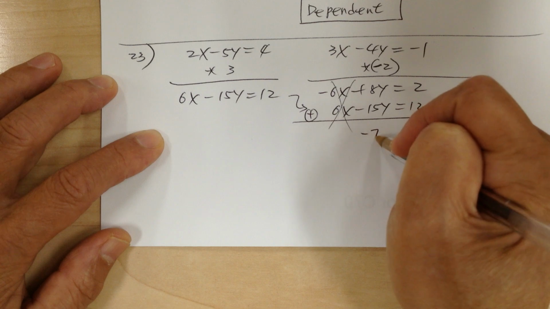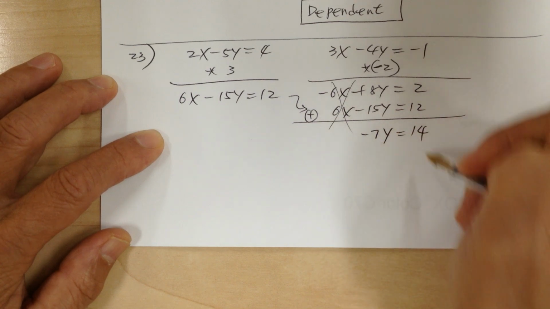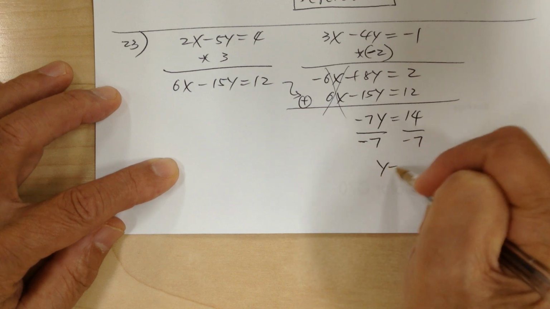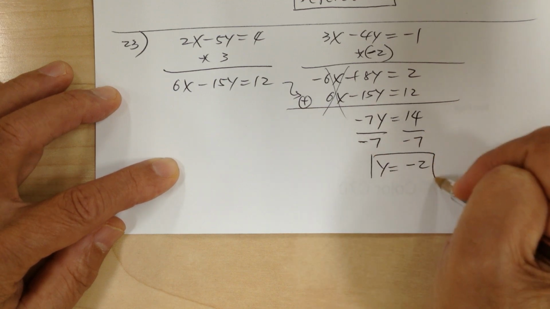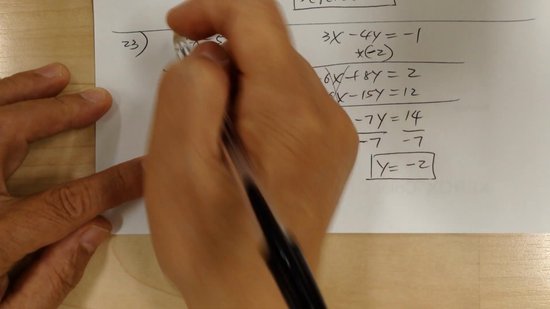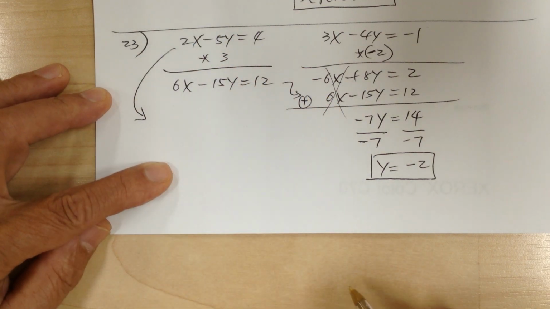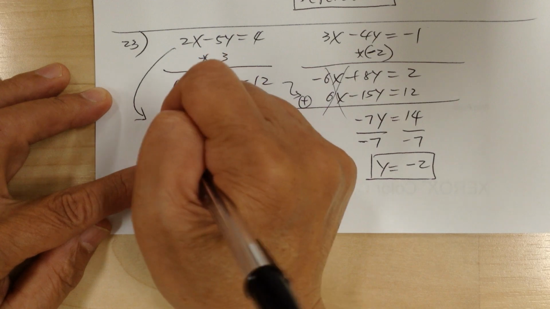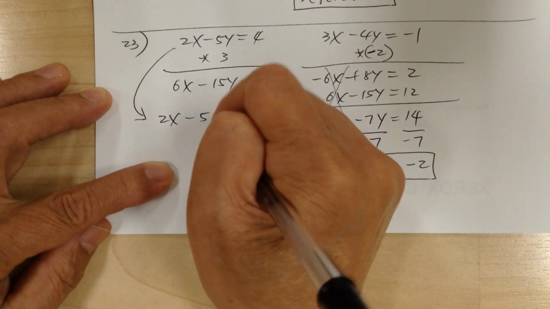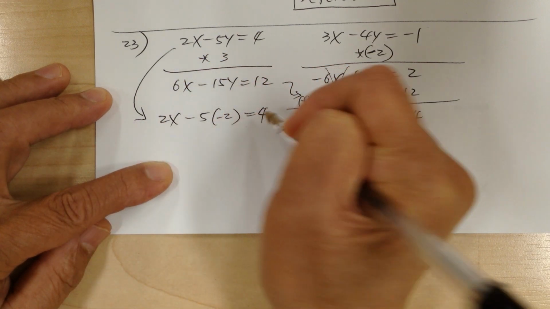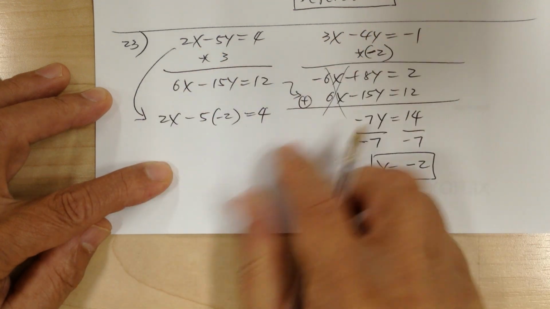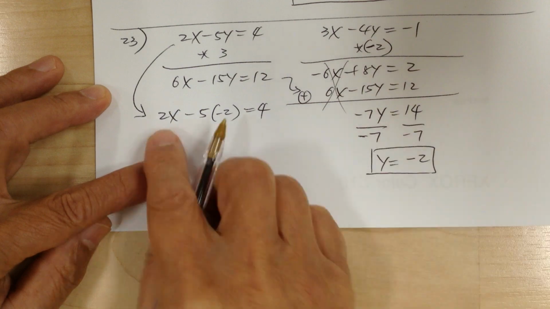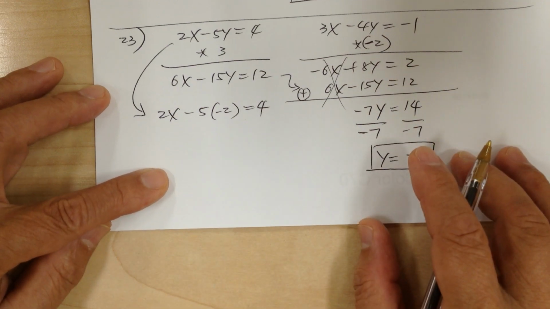So I get negative 7y equal to 14. Divide by negative 7 on both sides. So y equal to negative 2. Once I do that, I'm going to solve for x. I'm going to use this equation. So we got 2x minus 5 times negative 2 equal to 4. Again, it doesn't matter which equation you use. You can even use this one. You can use any equation you like, so choose the easiest one to work with.